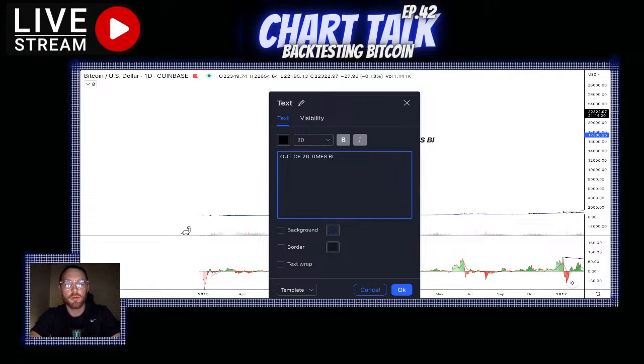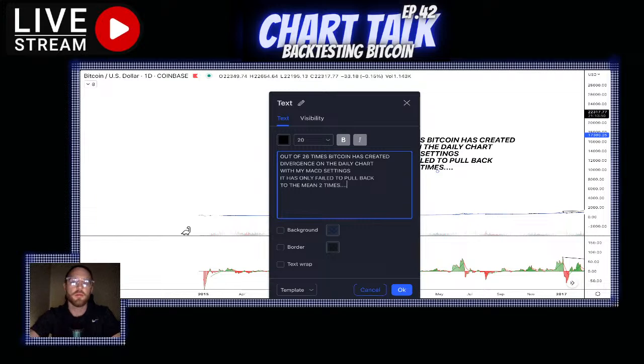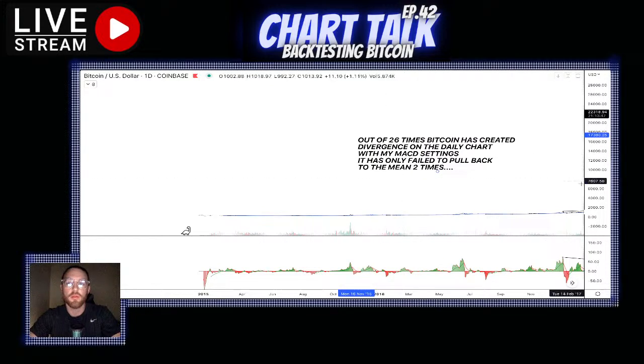Bitcoin has created divergence on the daily chart with my MACD settings. It has only failed to pull back to the mean twice.